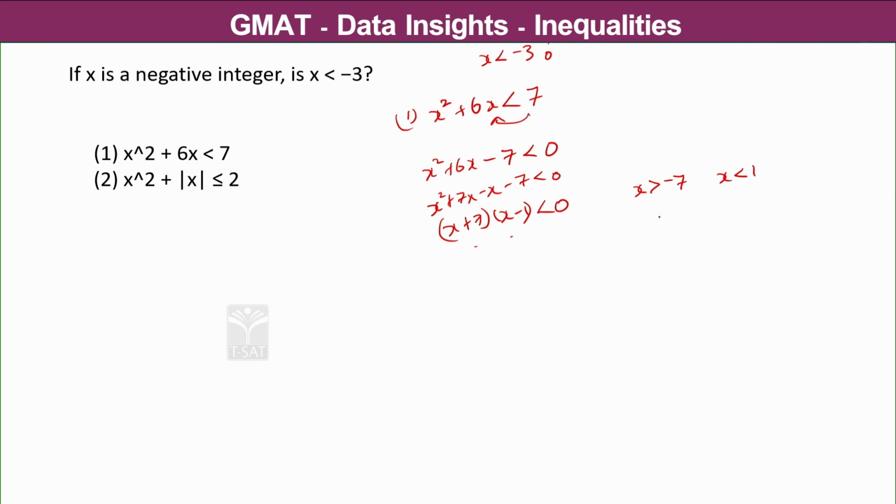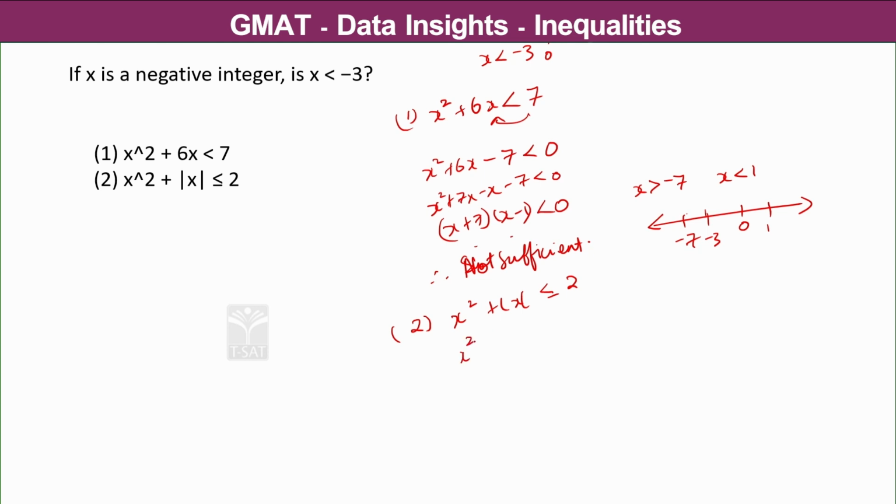So x is between 1 and minus 7. Can you say that it is less than minus 3? It can be less than minus 3 and it can be greater than minus 3 also. So, therefore, this statement is not sufficient to answer the question. Let us look at the second statement. You have x square plus mod x is less than or equal to 2. So, since x is a negative number, mod of x is equal to minus x. So, x square minus x is less than or equal to 2.